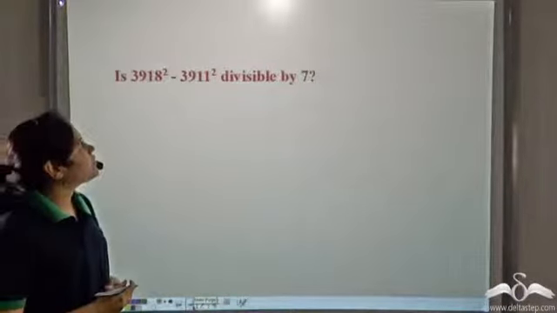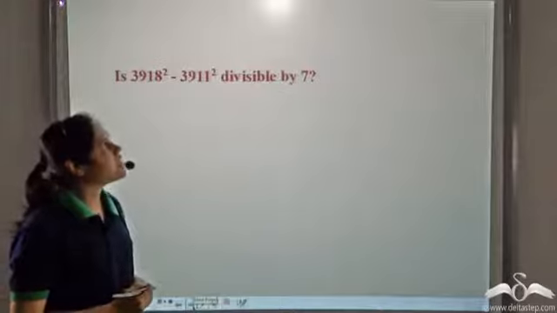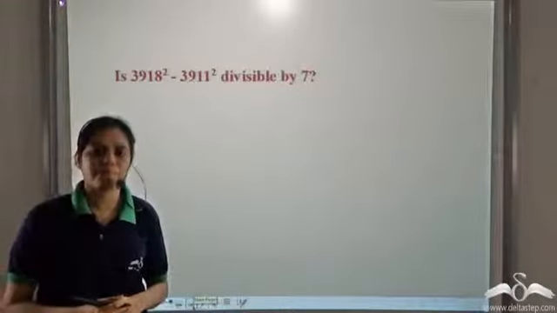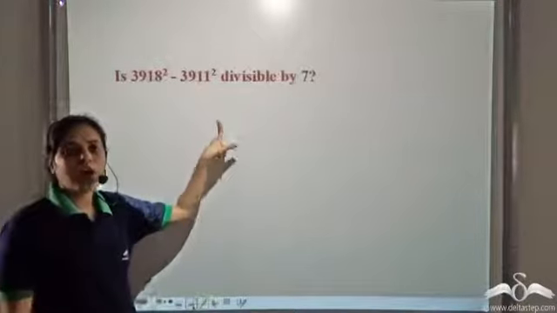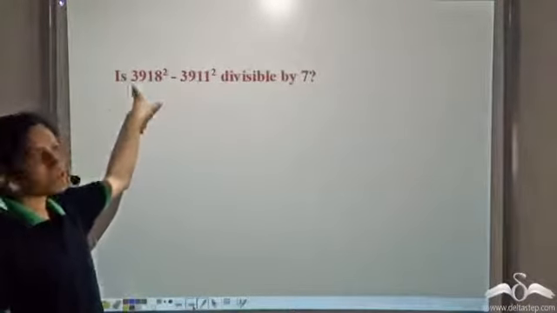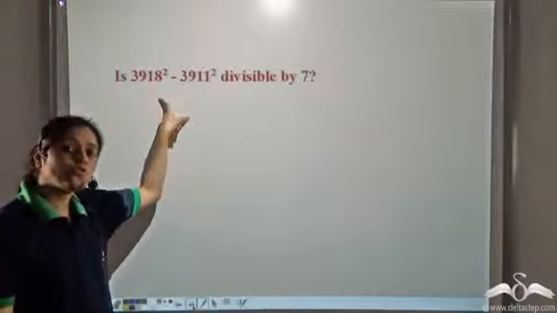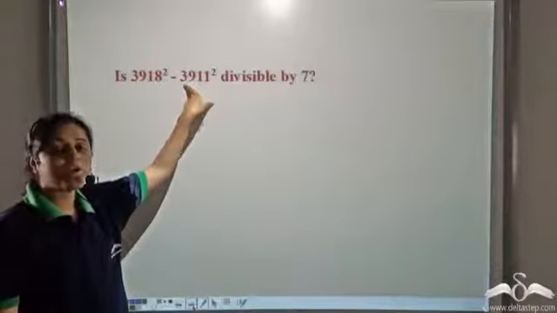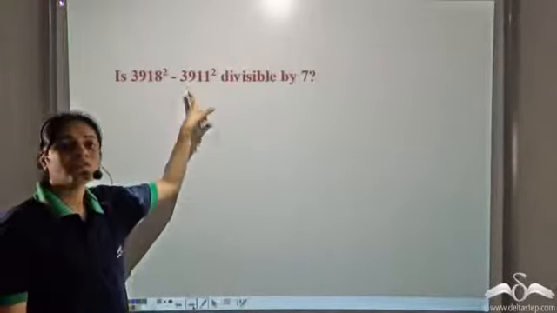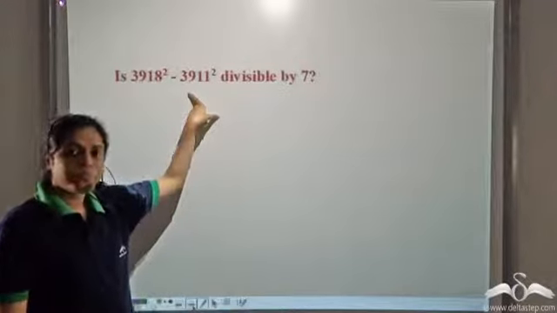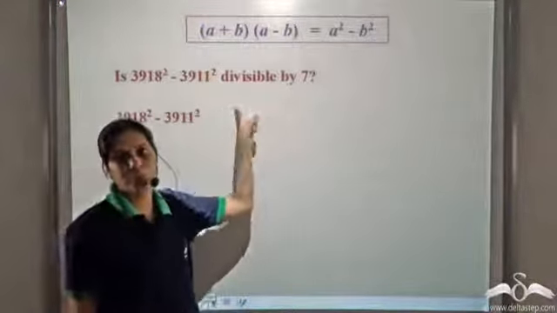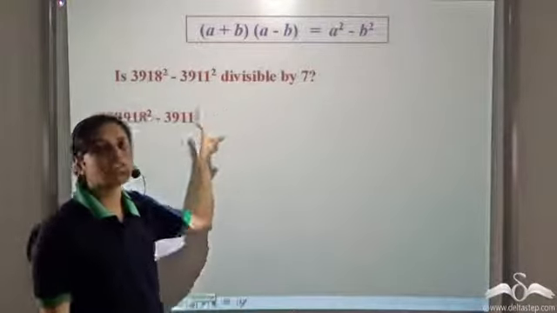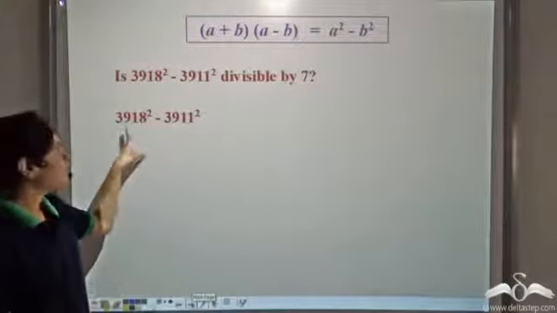Is 3918 square minus 3911 square divisible by 7? Now, if you're asked this question, you'll have to calculate the square of 3918, which is a huge number, and the square of 3911, which is also a huge number. Well, we have learned this identity now. So we can use it to simplify our problem.